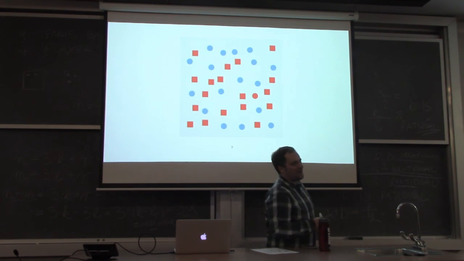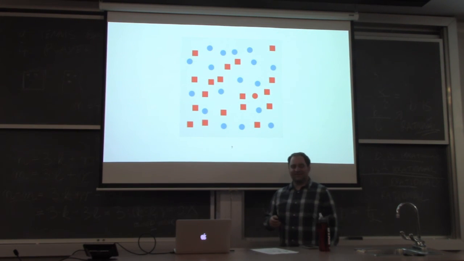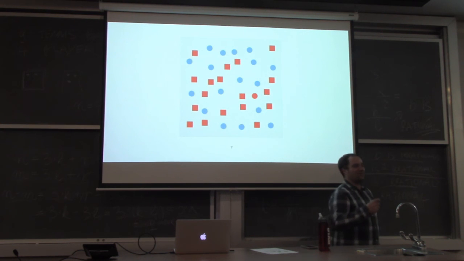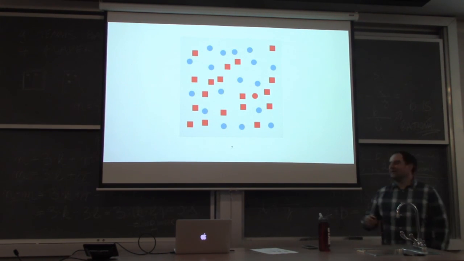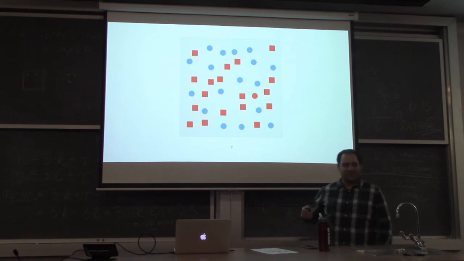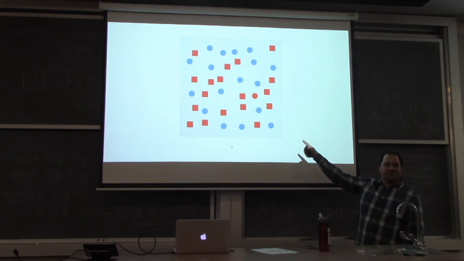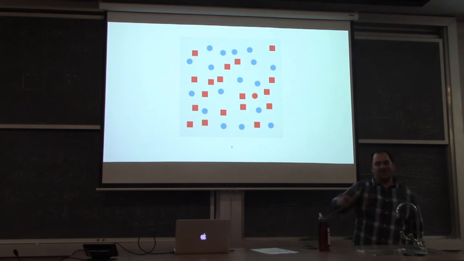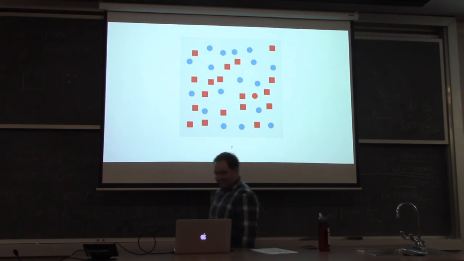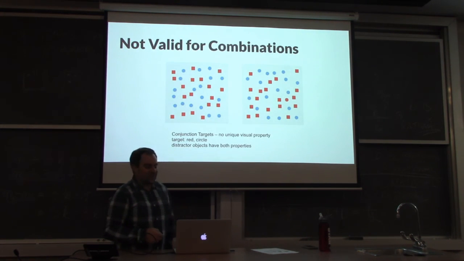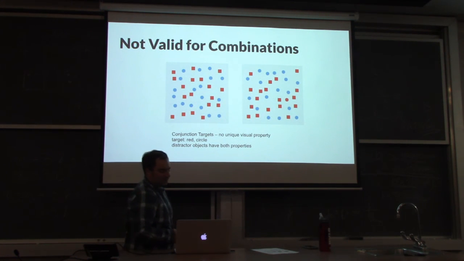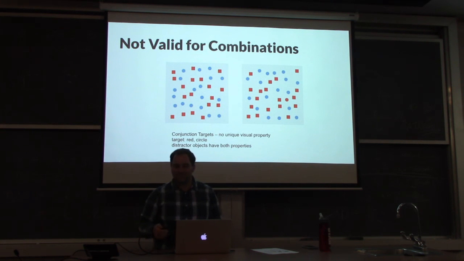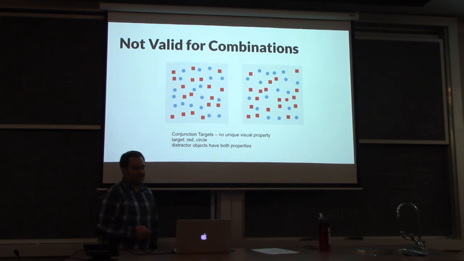Pre-attentive properties work in isolation. They don't work in combinations. The squares are pre-attentive, or the color is pre-attentive, but the red circle is not pre-attentive. So you had quite a hard time picking out the red circle here. This is not valid for combinations. A conjunction target is not a unique visual property, because the distractor objects here have both properties.